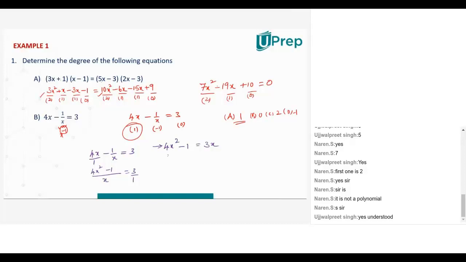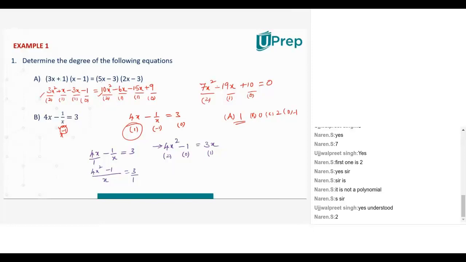First I need to collect the powers. This is power 2, minus 1 is the constant term, so that is power 0. 3x, that is 3x to the power of 1. Power is 1. This is a polynomial with 3 different powers. All of them are non-negative. So this is an apt condition for the degree of the polynomial.